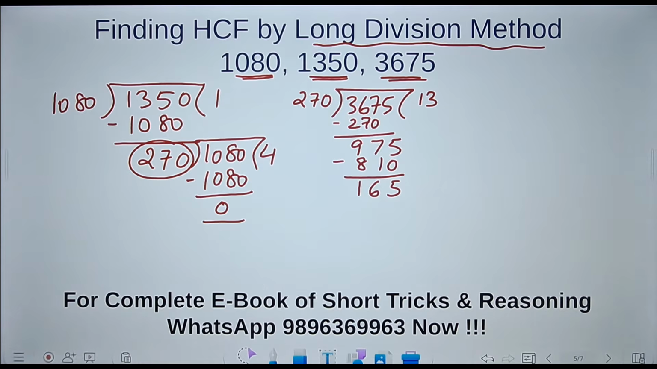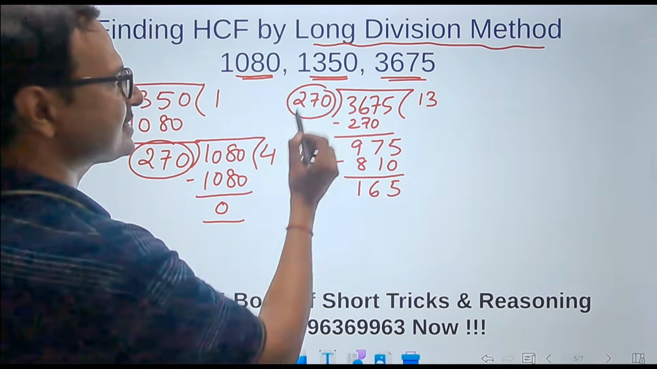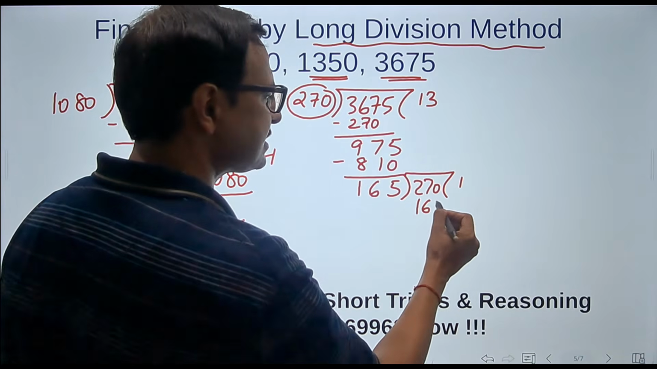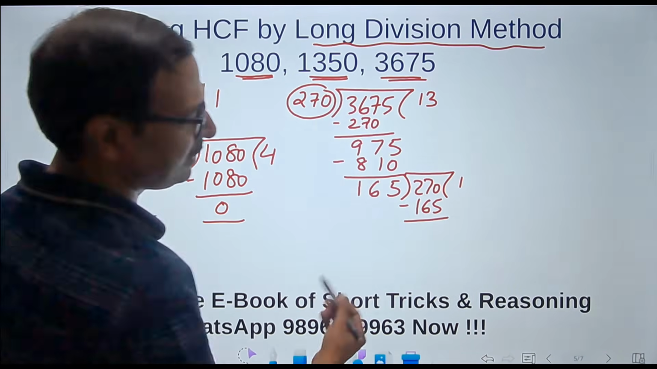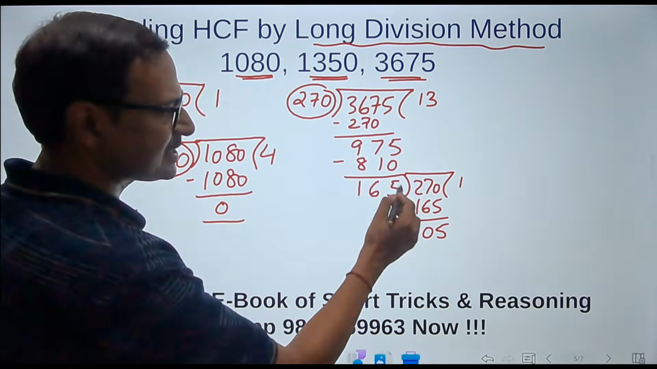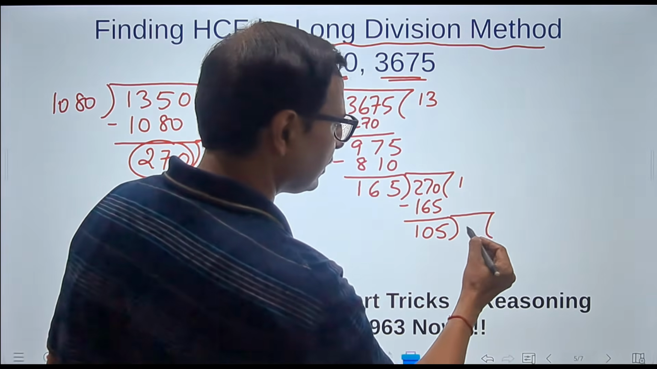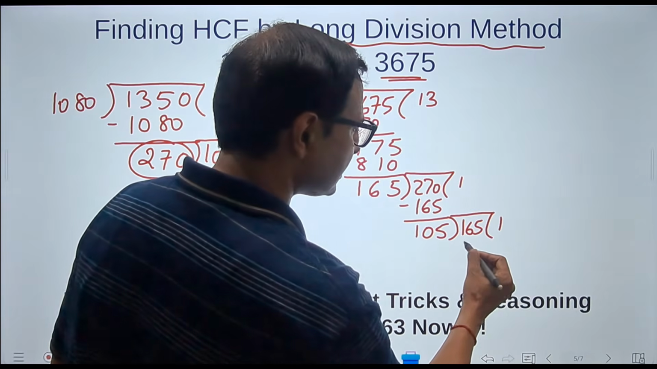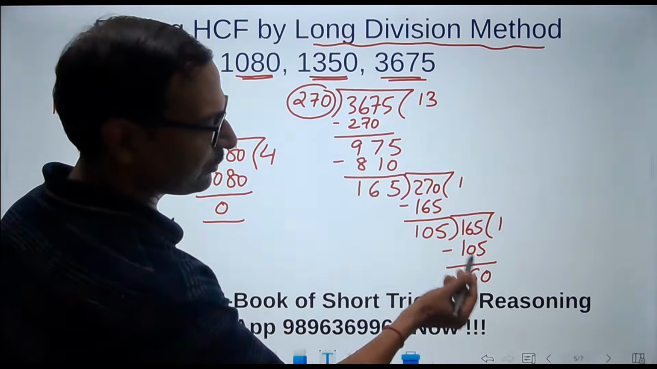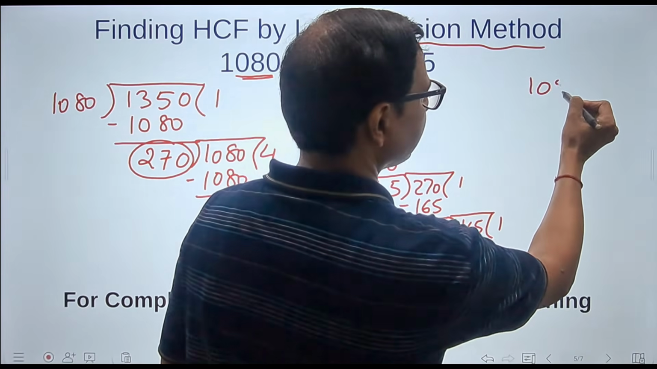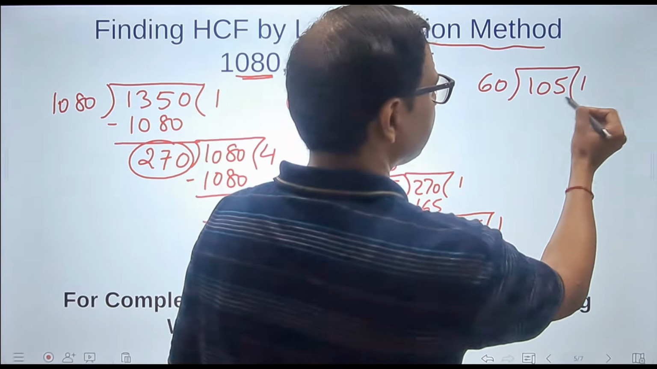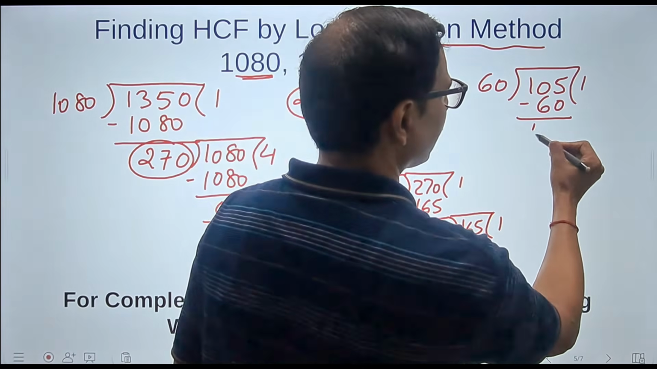And so now this divisor 270 becomes the dividend. 270 comes here, so 1 times is 165. So this gives me how much? 270 minus 165 is 105, right? And now 165 becomes the dividend, and then again 1 times is 105, which gives me 60. Now 105 becomes the dividend, so I'll write it here 105, and the divisor is 60. So 60 1 times is 60, which gives me 45.